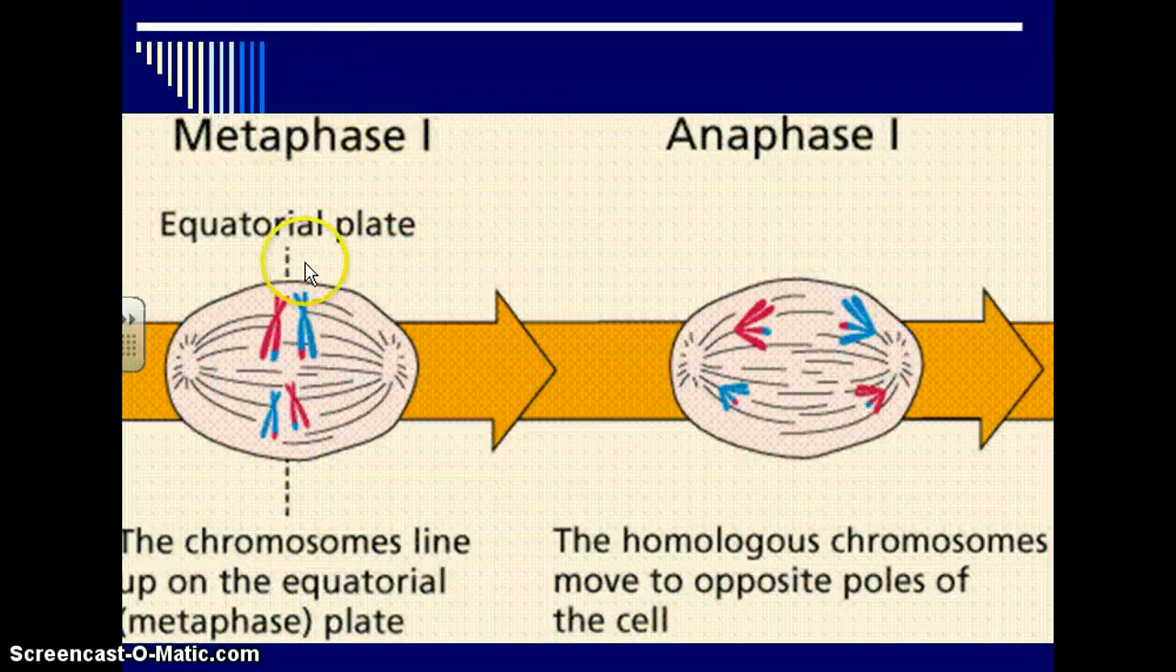So let's look at this a little bit more closely. Here is metaphase 1. We have our chromosomes, and they're meeting in the middle here. They're all lined up. Then in anaphase 1, they start to get pulled apart. If you think about it, anaphase starts with an A and apart starts with an A, so in anaphase they get pulled away or apart from one another.